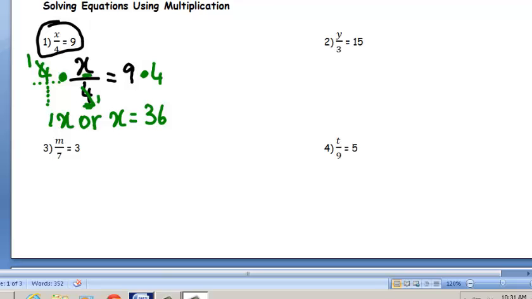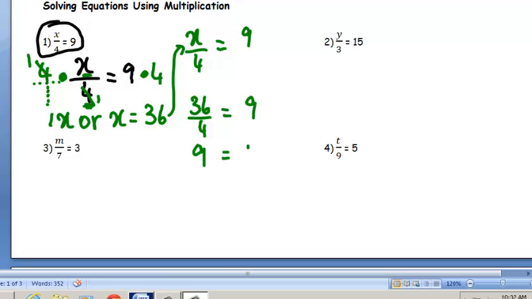Let's go back and check. X over 4 equals 9. The answer I got here is 36. So 36 divided by 4 equals 9. Is 36 divided by 4 9? Yes. So the 9 that I got is equal to the 9 that they gave me. So correct. Let's do one more problem.